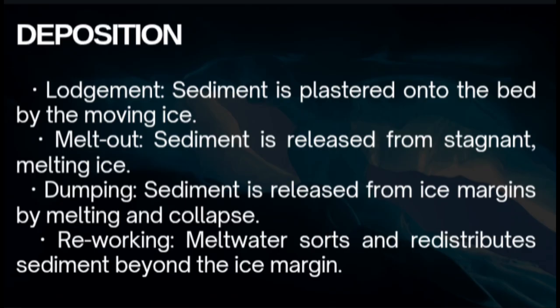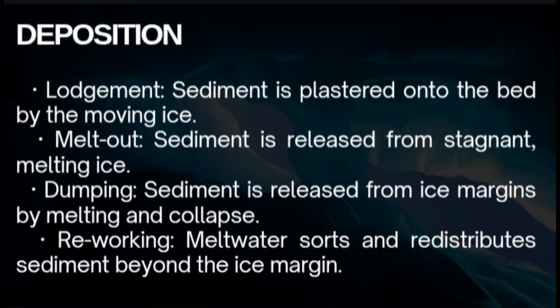First, lodgement. This happens under moving ice. As the glacier slides along, it literally plasters or smears sediment onto the bed beneath it. Second, melt-out. This occurs when ice carrying debris, either within it or on its surface, becomes stagnant and melts in place, slowly releasing the sediment it contains.